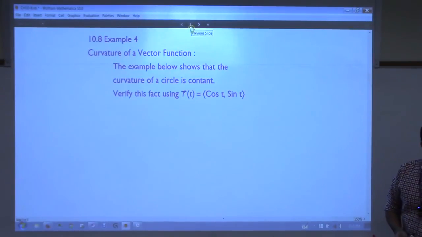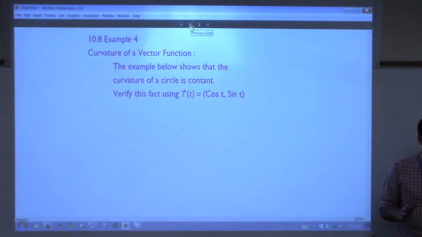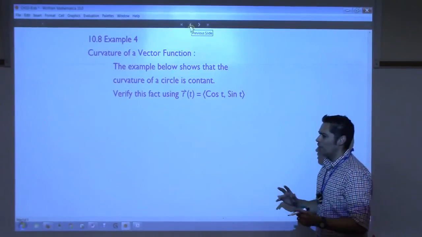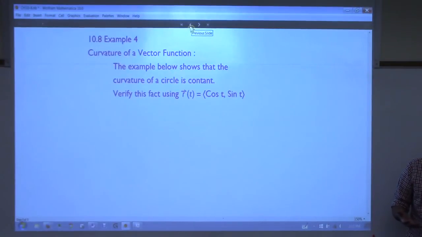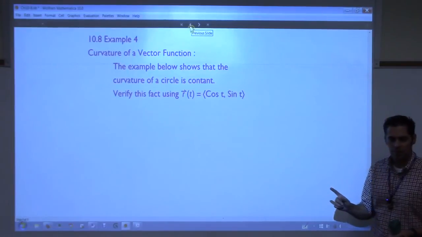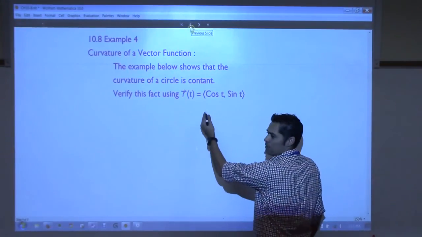Second one? The second one requires a cross product, doesn't it? Did you see it had a cross product? And couldn't we only do cross products on vectors in three-dimensional space? Yes? There's a workaround. If you want, let's do the workaround. I like the workaround. This is R of t, right?